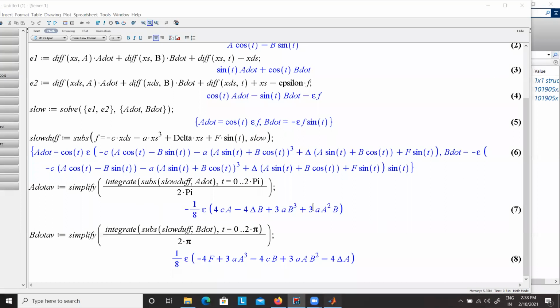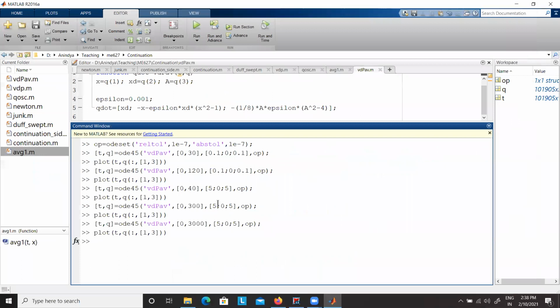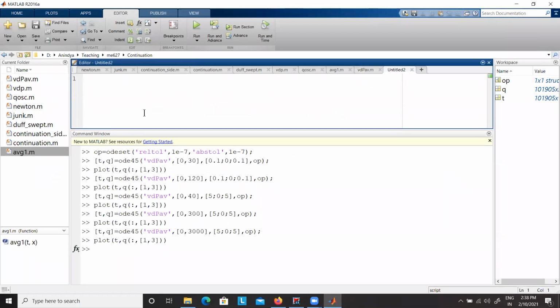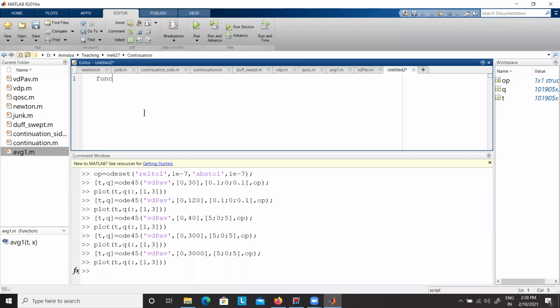So now let's look here and let us look at Duffing. Let's make a new one and say function q dot is equal to Duffing average dq. Let us say A equals q1, B equals q2. That epsilon by 8 I am not keeping. It doesn't matter because we'll do a phase portrait of this. All right. And then what else will we do? We have to do parameters.